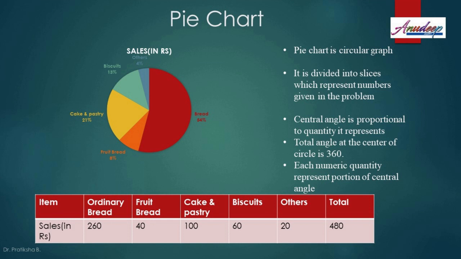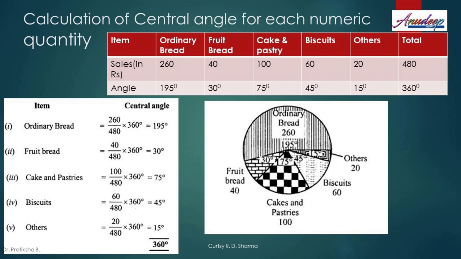If you want to represent this data in the form of a pie chart, we need to calculate the angle which each quantity represents. So let us see how to do that. Let us understand how to calculate the various angles. There is a formula: the quantity given to you divided by the total of all the quantities, multiplied by 360 degrees.